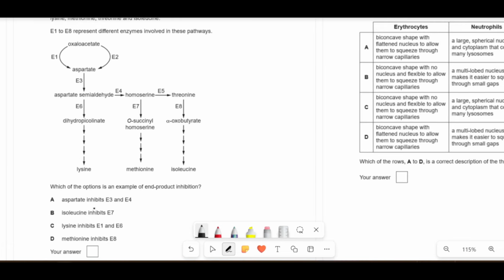So aspartate inhibits A3 and A4. Well, that's not the end. That's not an end product, so that's out. Isoleucine inhibits E7. Well, if it inhibits E7, then it just means you can't do that.